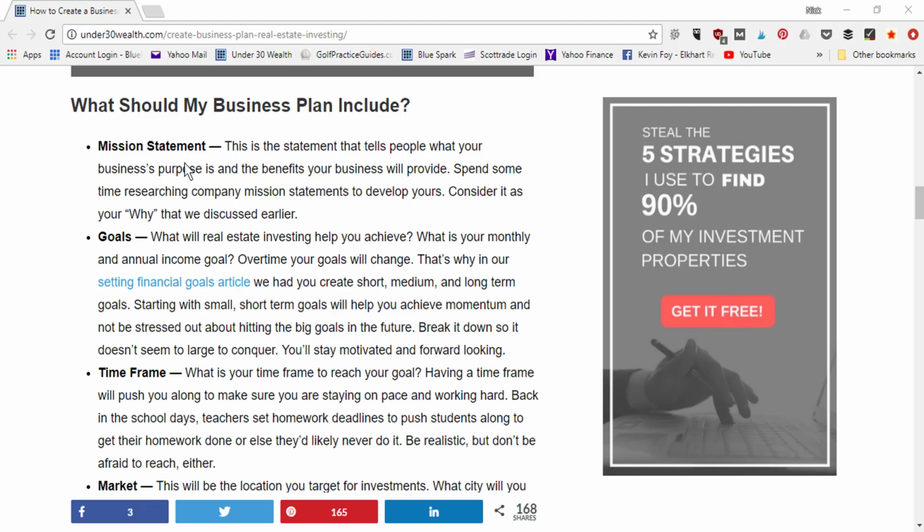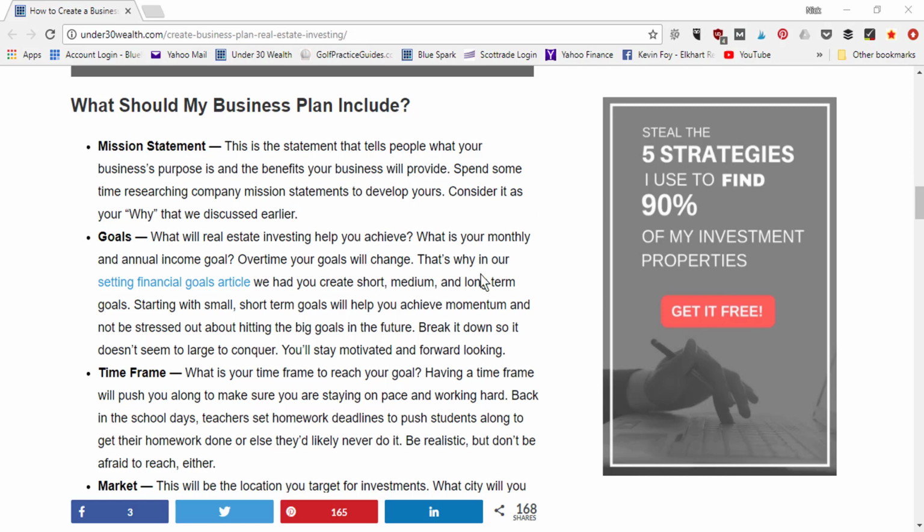Step number one, you need a mission statement. This is basically that statement that's going to tell people what your business purpose is and the benefits your business will provide. Spend some time researching company mission statements on Google, and you'll see on their websites what a mission statement looks like. And then you can consider it your why. This is the big purpose behind why you're investing in real estate, what your ultimate mission is.